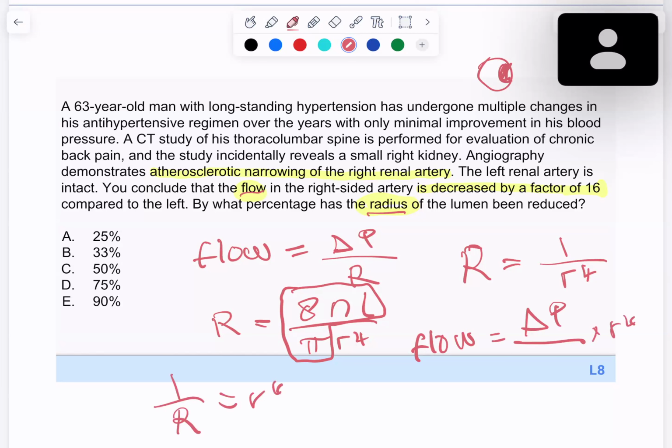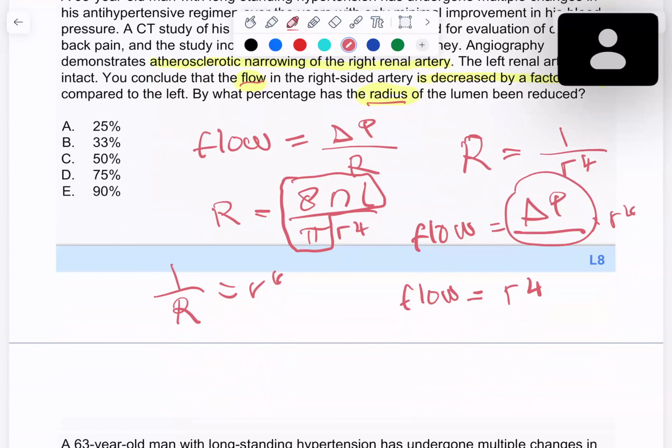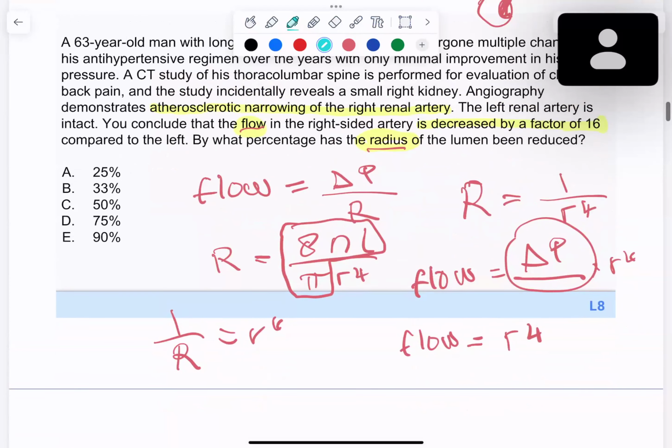Okay, and I'm also going to assume that the change in pressure is constant. There is no change in pressure. So I can now say that flow equals r to the power of 4. Do you understand how this happened? We basically assume that everything in this patient is normal except for the change in flow and radius. And so by just substituting these values, I was able to reach that flow is equal to the radius to the power of 4.